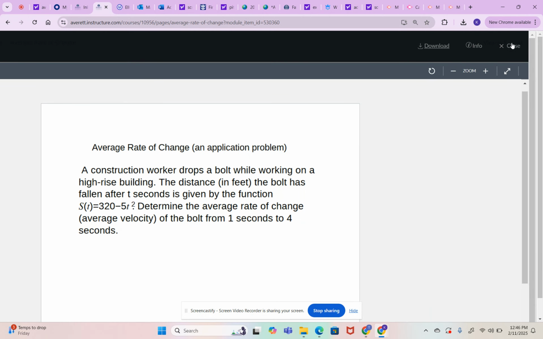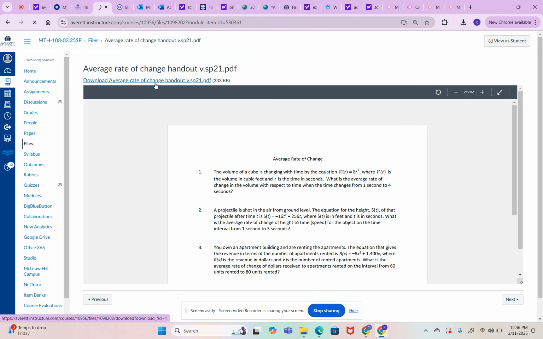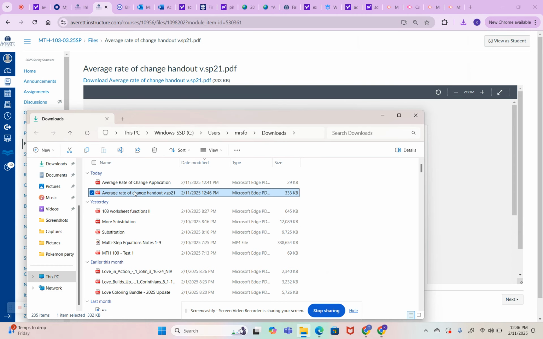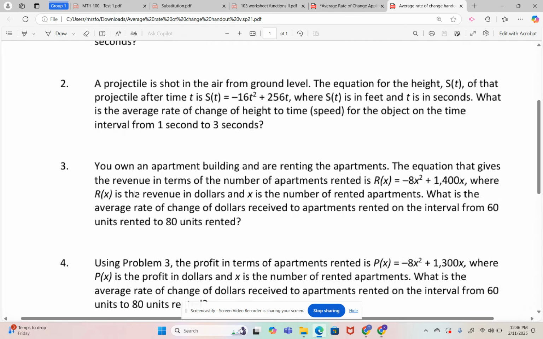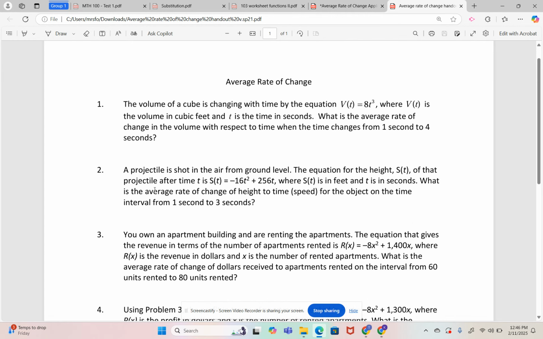Now, there's a worksheet that goes along with this, so we're going to look at doing these problems together. Again, you don't have this handout. Normally I would have given it to you in class. All right, so average rate of change. Remember, we are going to be doing the change in y over change in x. So let's look at number 1.